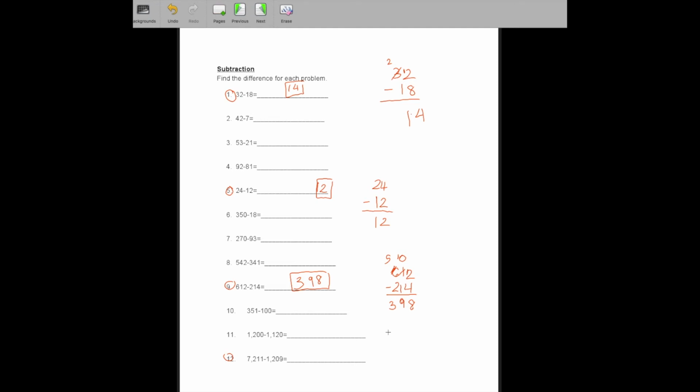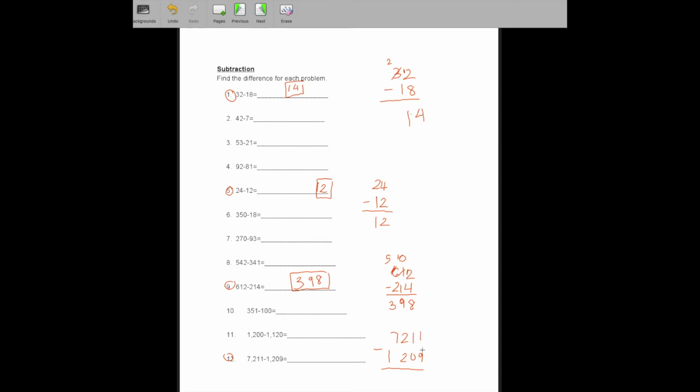Moving on to number 12, we have two 4-digit numbers. So 7,211 minus 1,209. Make sure to line up every column, every number starting from the right to the left.